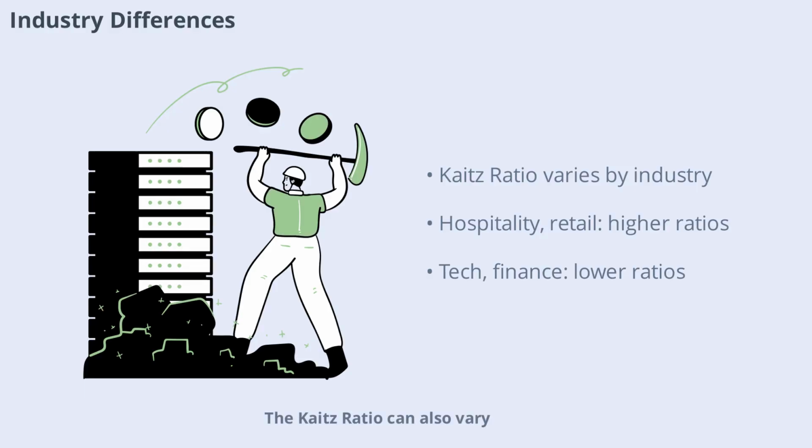Kaitz ratio can also vary significantly across industries within the same country. Sectors like hospitality and retail often have a higher proportion of minimum wage workers, leading to a higher Kaitz ratio. In contrast, industries with higher average wages such as technology or finance tend to have lower Kaitz ratios. Understanding these differences is crucial for designing targeted wage policies that address the unique needs of each sector.